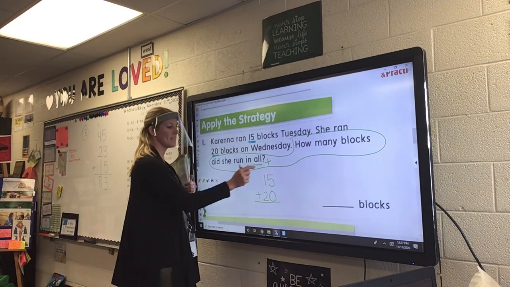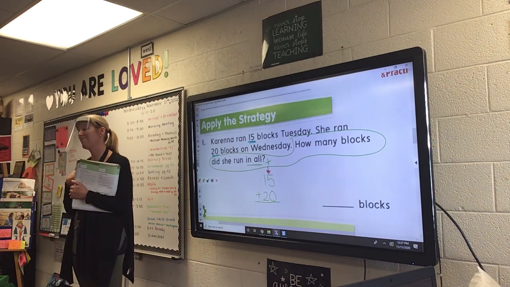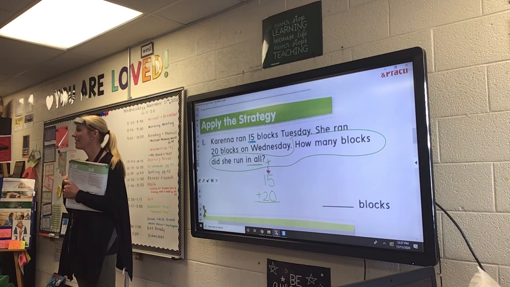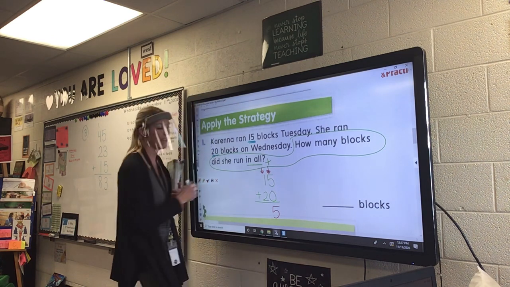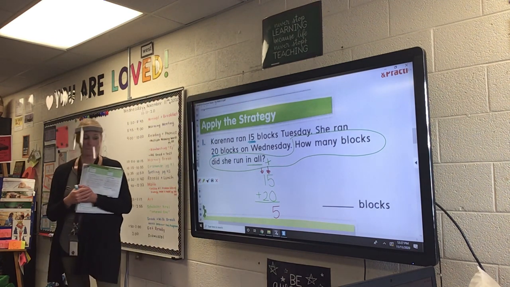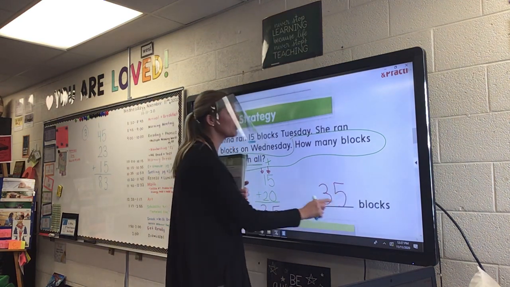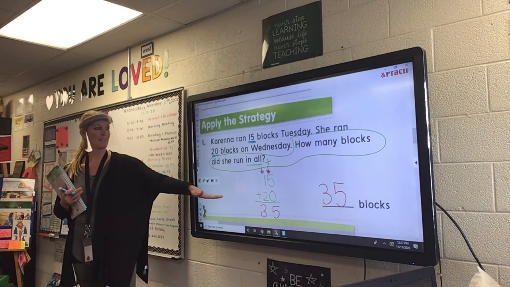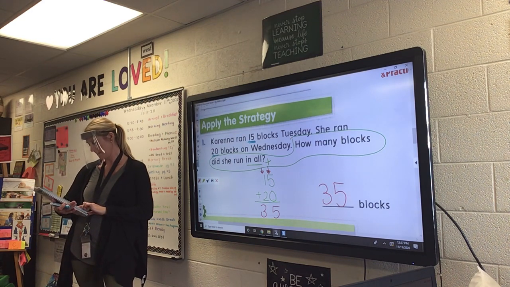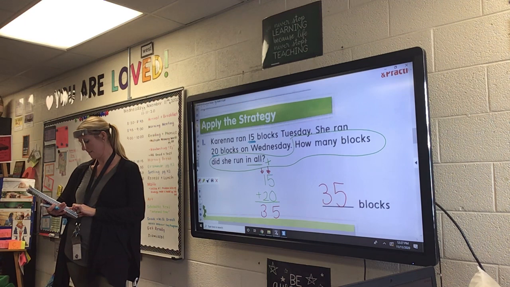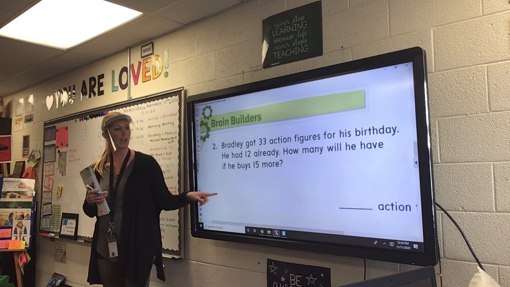Ellie, yes, let's add our ones column. Did you underline the "in all"? I did, because I think that's important. Ellie, yes, what is 5 plus 0? 5. Good job. And then I'm going to go to my tens column. 1 plus 2. 3. Riley, what is it? 3. 35. All right, now I'm going to double check. Does that make sense? Is 35 bigger than 15 and 20? Yes. How did you know that, Riley? Okay, you're really smart. Let's try to get one more in before we have to go to art, okay?